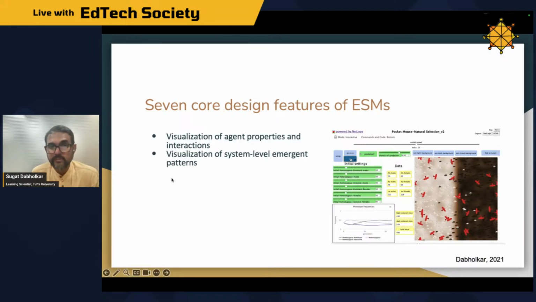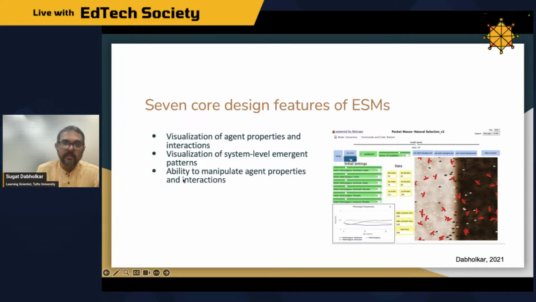We can visualize system level emergent patterns. So we can see right now on the right side where there is dark background, there are predominantly dark mice. On the left side, we see there are predominantly light colored mice. We can manipulate agent properties and interactions. So we can make some changes.